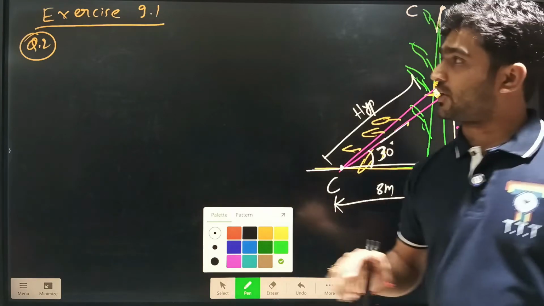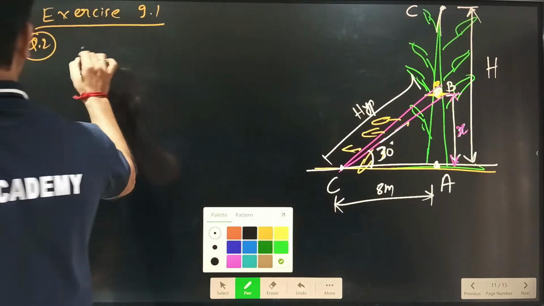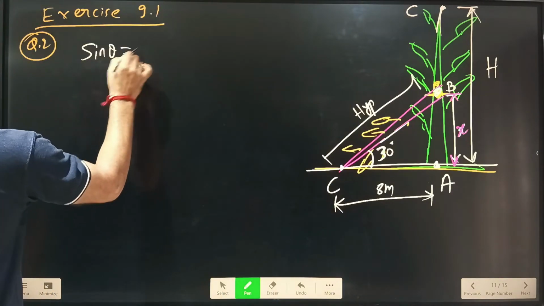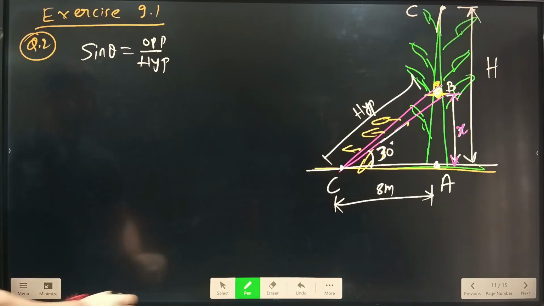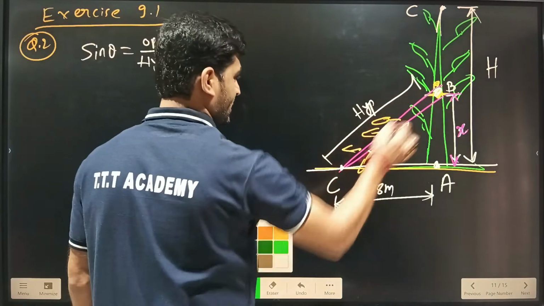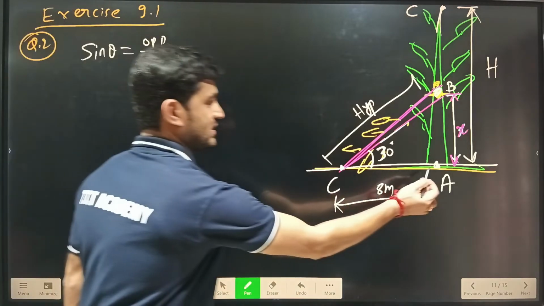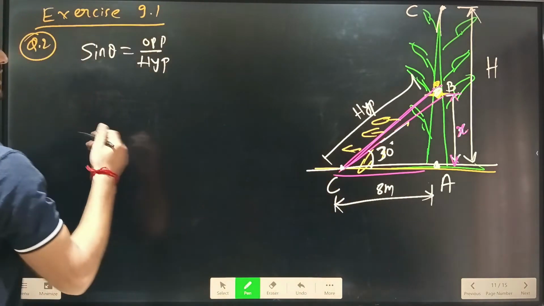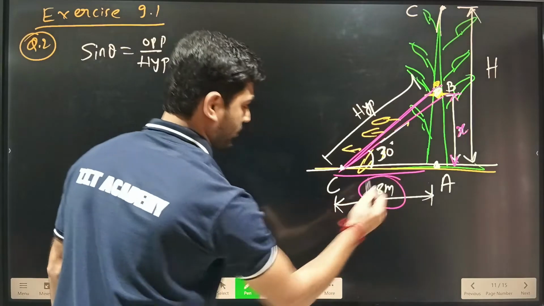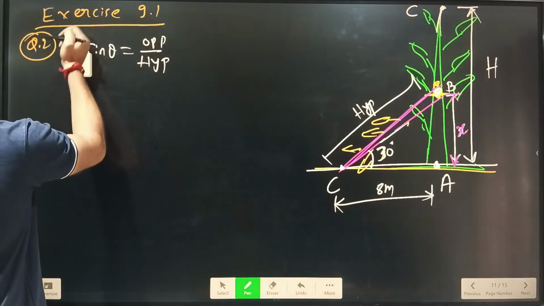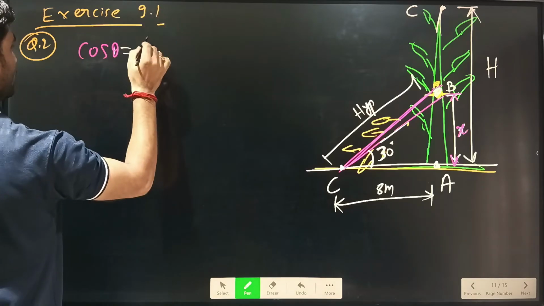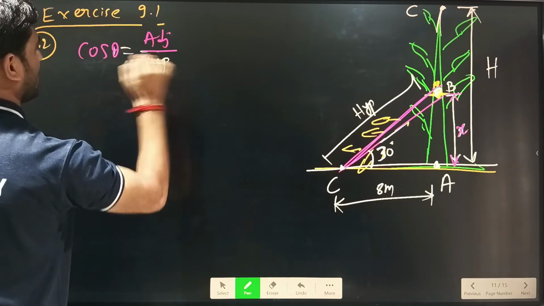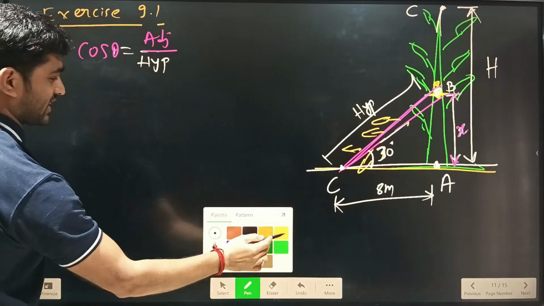So now, what is sin theta? In this case, sin theta is the ratio of opposite by hypotenuse. Here, this is the hypotenuse side and this is the adjacent side. We cannot use sin because the adjacent value is known. So we need to consider cos theta. If you use cos theta, what does cos theta say? Adjacent by hypotenuse.